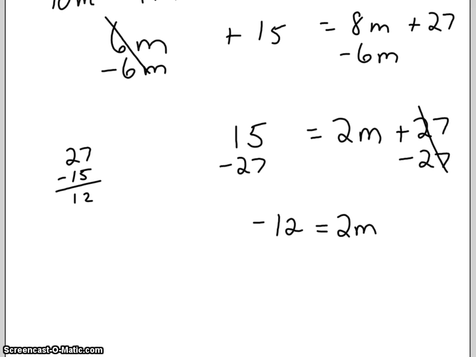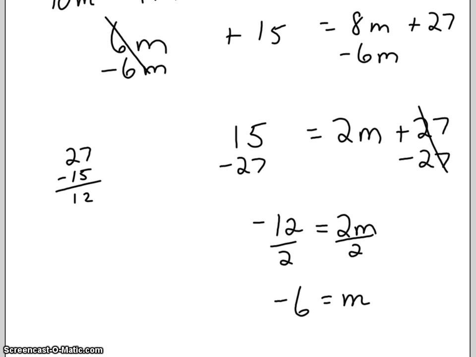Okay, and now we've isolated the variable term, 2m. Now we have to isolate the variable. 2m means 2 times m. The opposite of times is divide. So divide both sides by 2. Negative 6. So it looks like m equals negative 6 is going to be our answer.